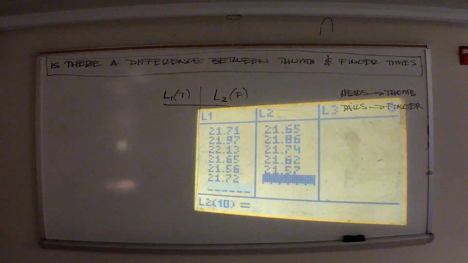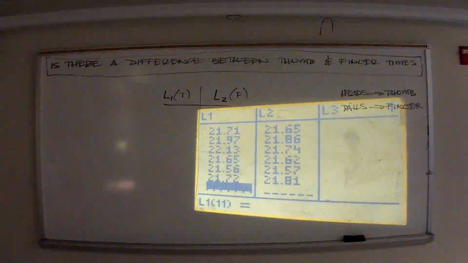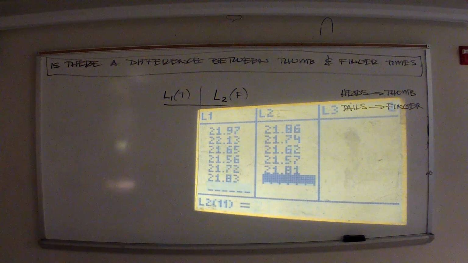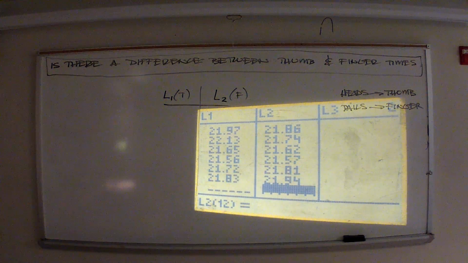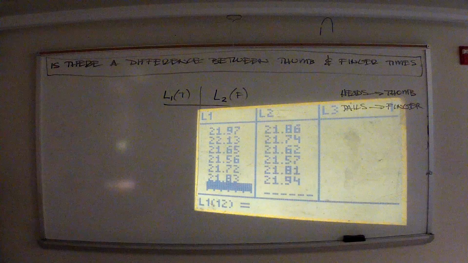21.72 and 21.81. All right, fantastic. And we got, go ahead, Zoe. 21.83. Okay. And 21.95. Excellent. 21.83, 21.94, about a tenth off there.